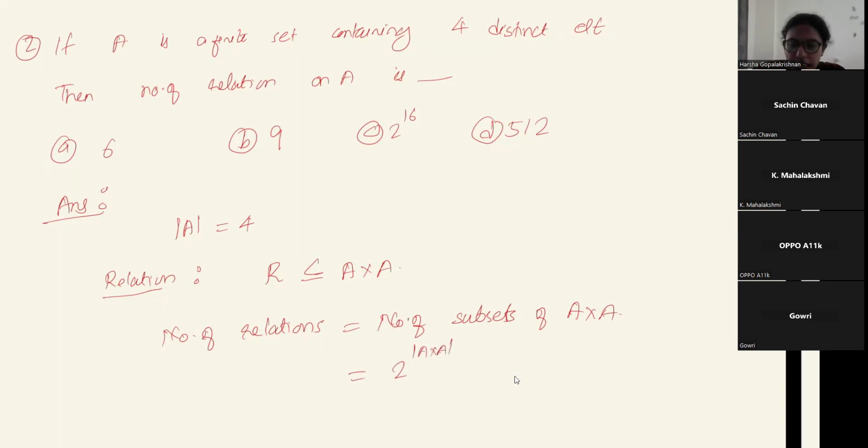This we have covered in the last session. If A is a set having n elements, then the number of subsets of A is 2 power n. We have given the proof also in the last session. So here, the number of subsets of A cross A means 2 power the number of elements in A cross A. Here, what is the number of elements in A cross A? It is 16. So it is 2 power 16. Clear? So the answer is C.